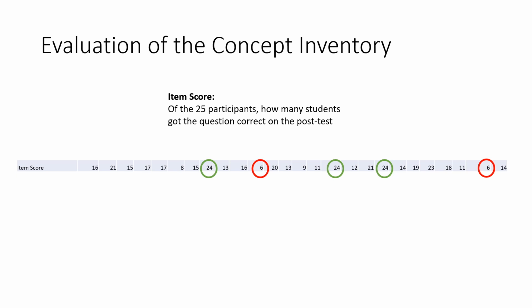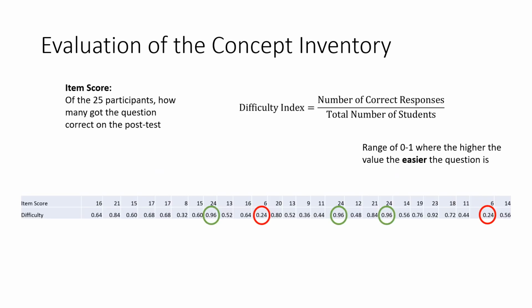In this slide, we see the evaluation from the item score, or how many students that got the item correct. This can be converted into a difficulty index, which is the number of correct responses over the total number of students. The higher the number is, the easier the question is.